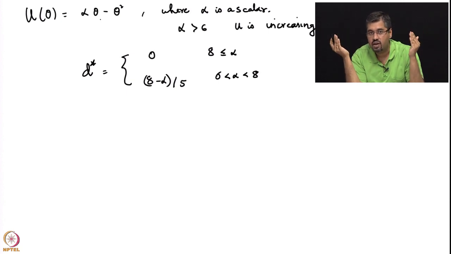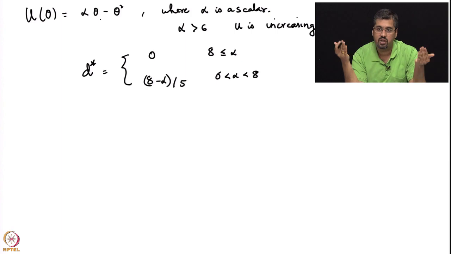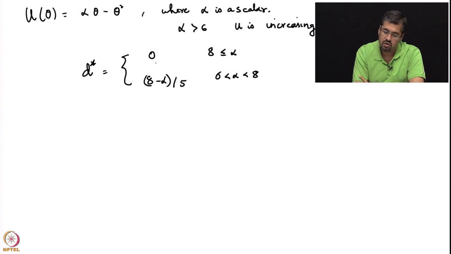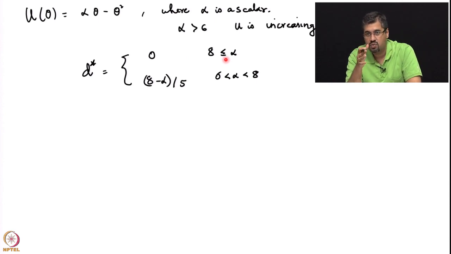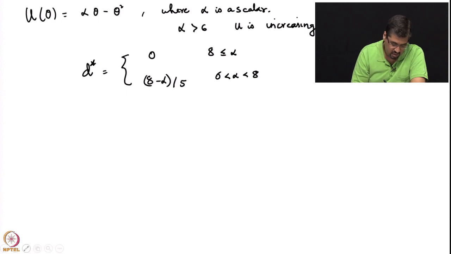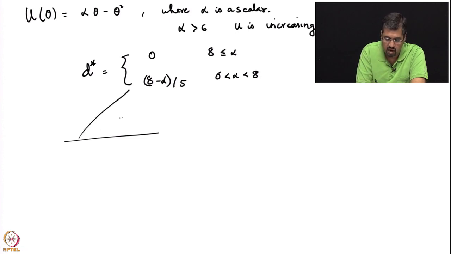And when you were only looking at the expected outcome, what were you doing? Well, you were putting all your money in B, right. So that is what is getting reflected in this. When alpha is greater than or equal to 8, your D star is 0. So you do not put any money in A at all, you put everything in B. So your attitude towards risk is actually getting captured here by the shape of the utility function. When your alpha is large, your utility function on the interval 1 to 3 tends to be a little more like a linear function.